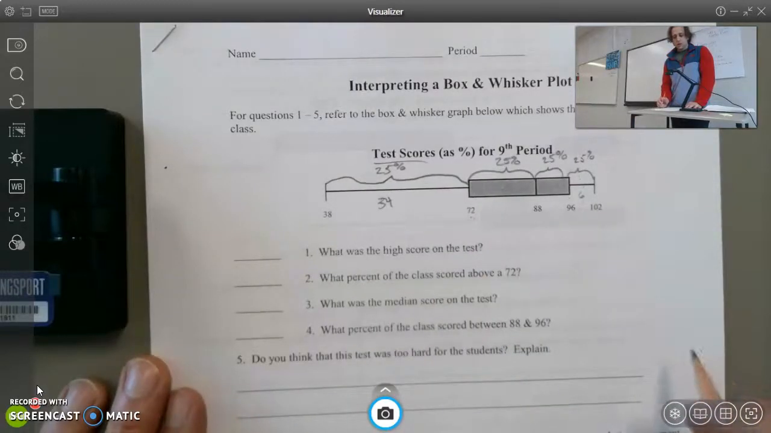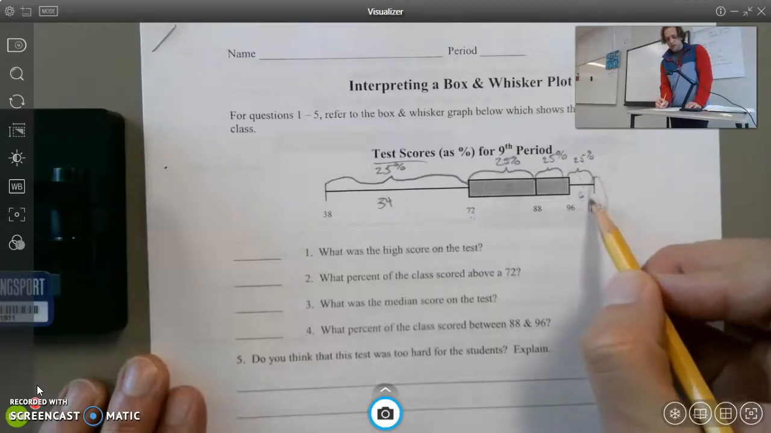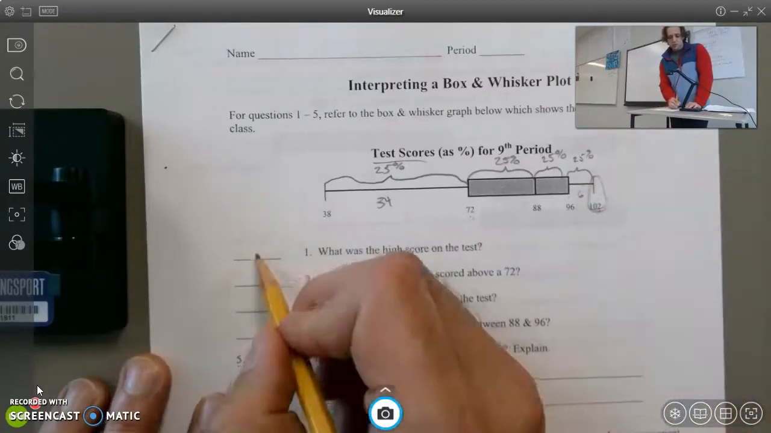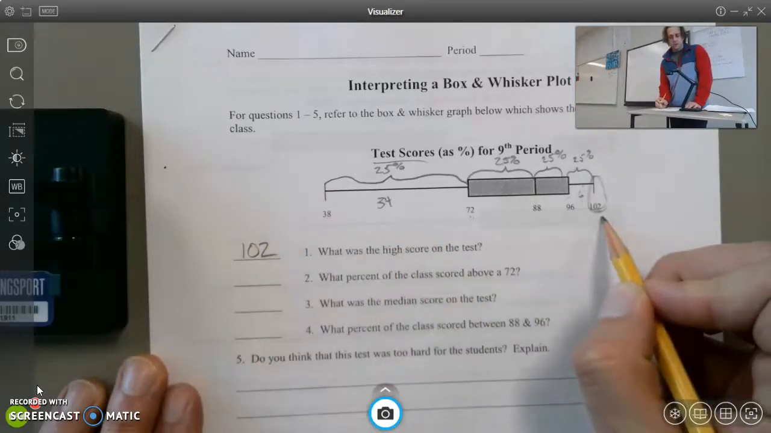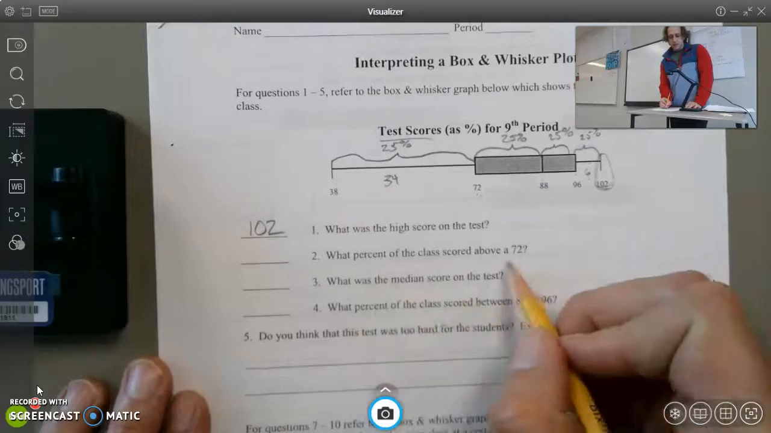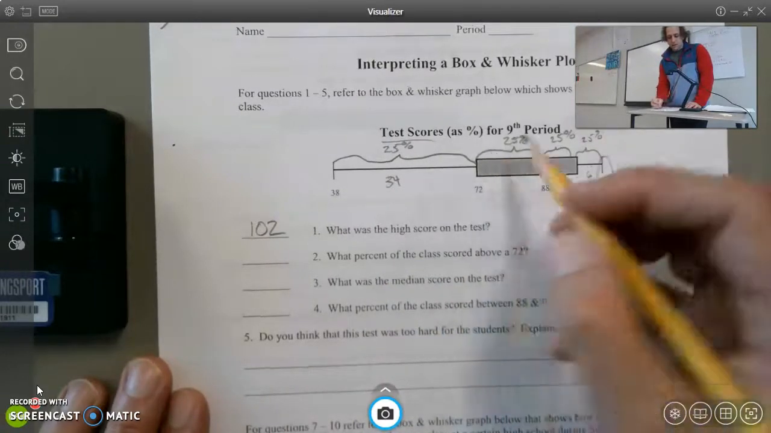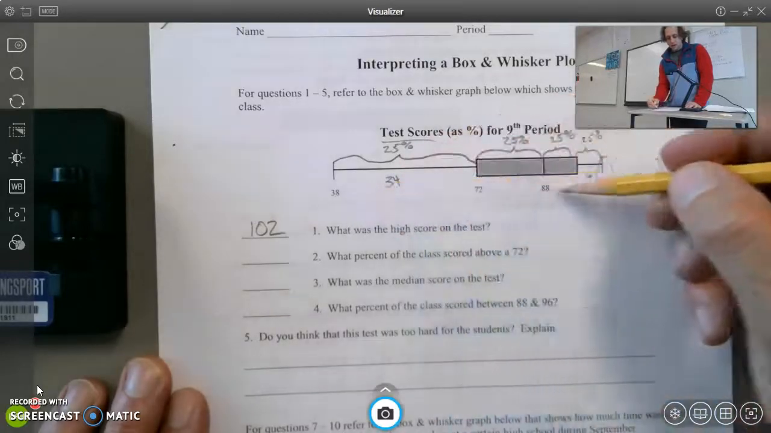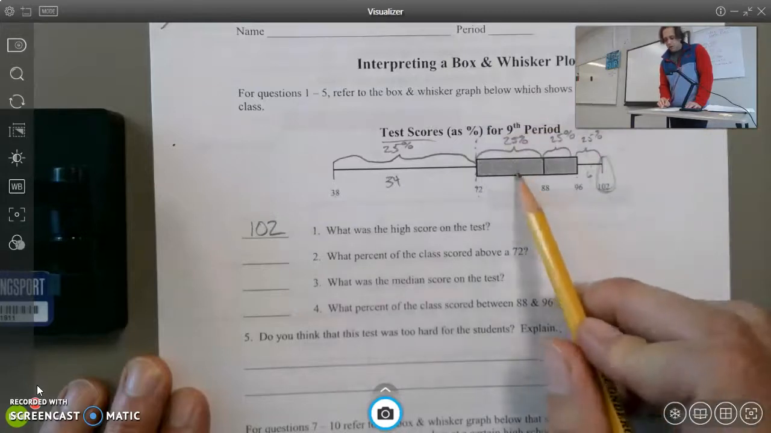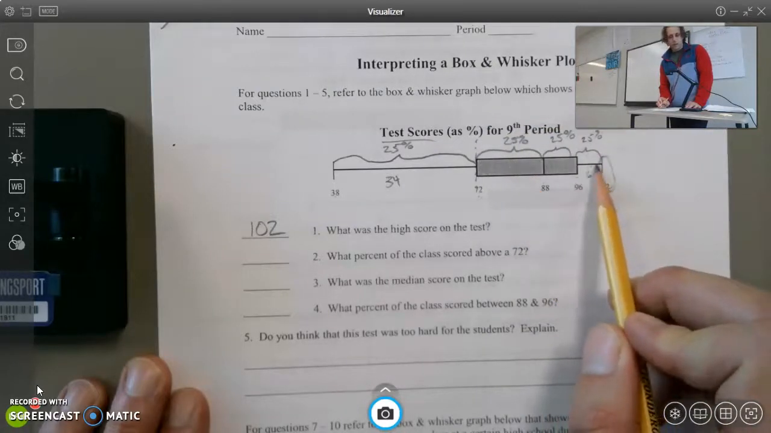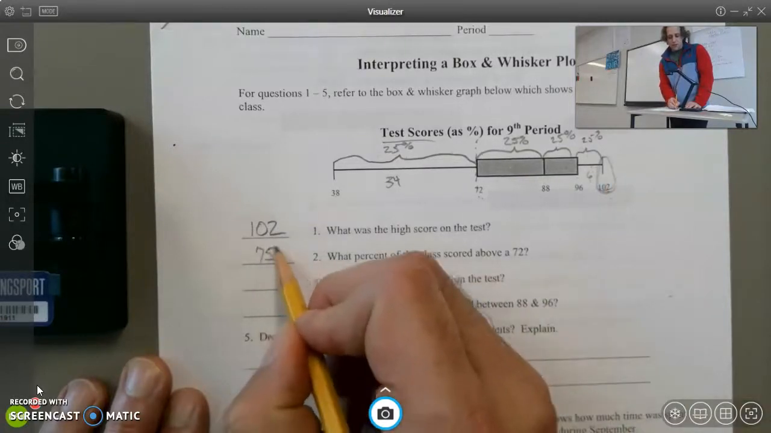Okay? So as we read this data, we're using that structure to try to make sense of and answer some of these questions. If I look all the way at the edge here, I can find the upper extreme, which is 102. This is the highest test score. Number one, what was the highest test score? It's 102. Secondly, what percent of the class scored above a 72? So let's find 72. The bottom of this functions like a number line. And 1, 2, 3 quartiles, or 3/4 of the students scored above a 72, so that's 75%.